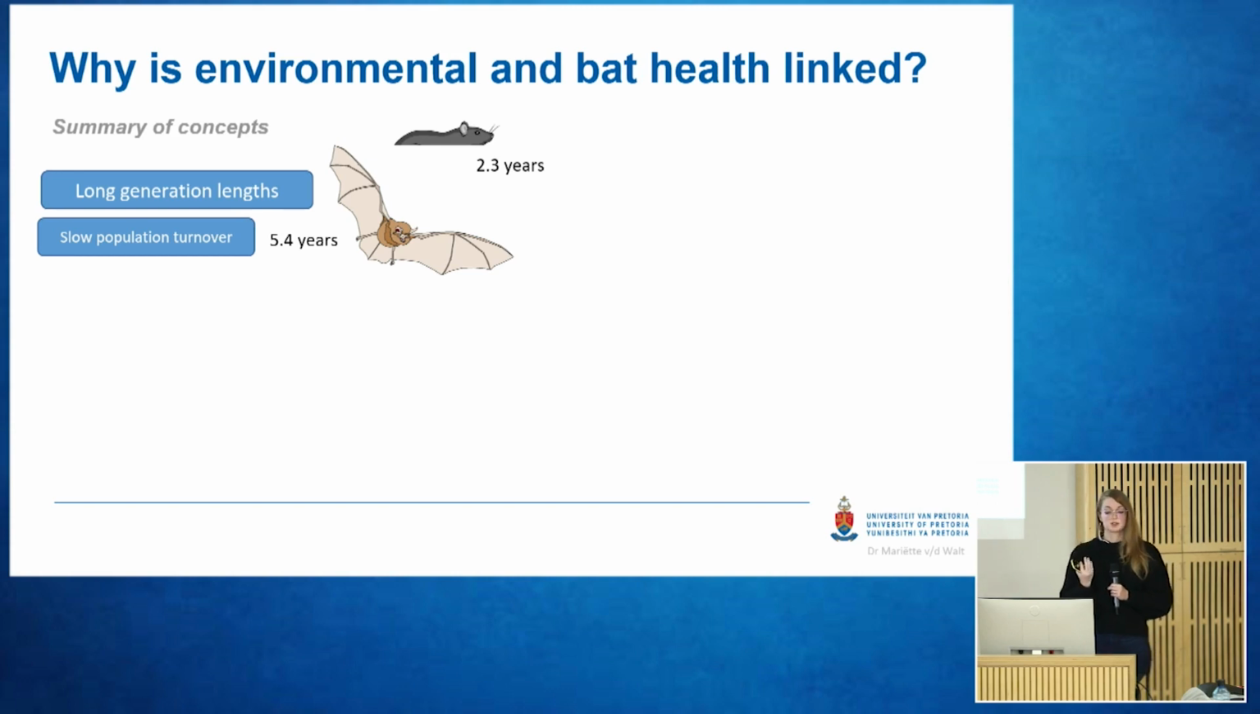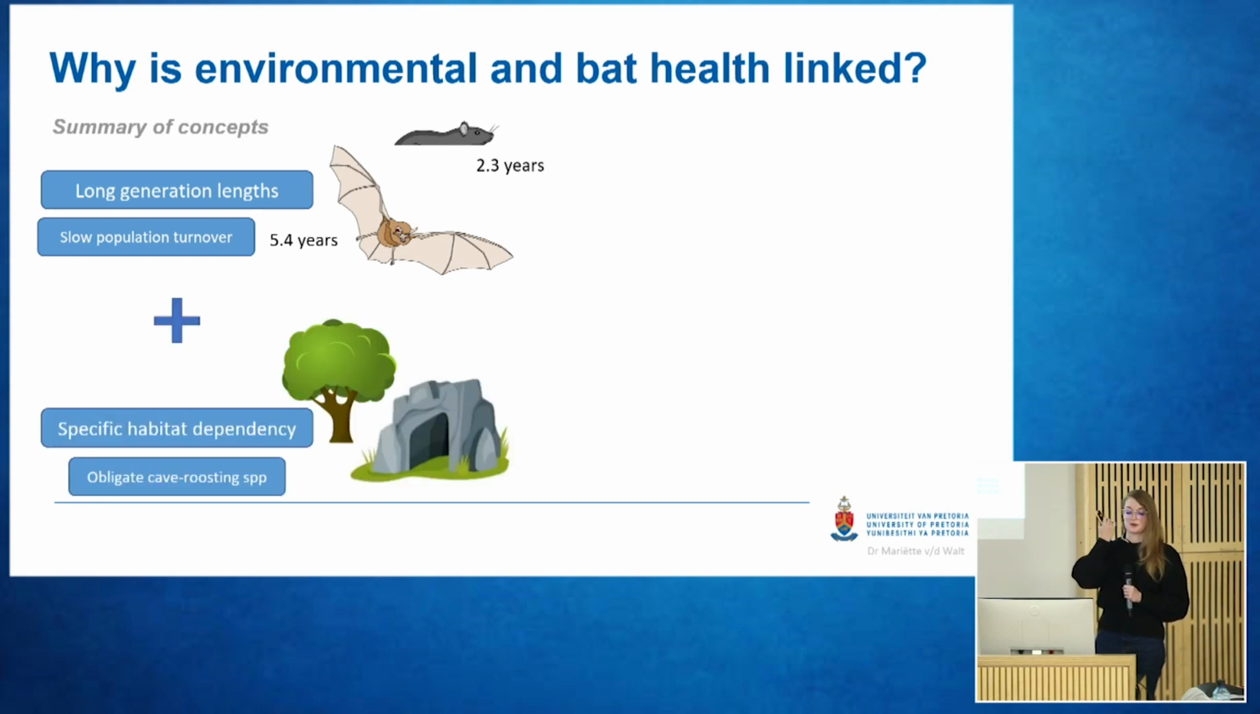And the reason why some species of bats might be particularly susceptible to this is two factors. One, it's the long generation length of bats. Bats, compared to something like rodents, have very long generation lengths, which means that it takes a long time for individuals within the population to mature and reach a breeding stage. If you look at rodents, it takes them 2.3 years on average to replace the number of breeding individuals in the population, whereas for bats it's more like 5.4 years. That's quite a long time for a small-sized mammal.